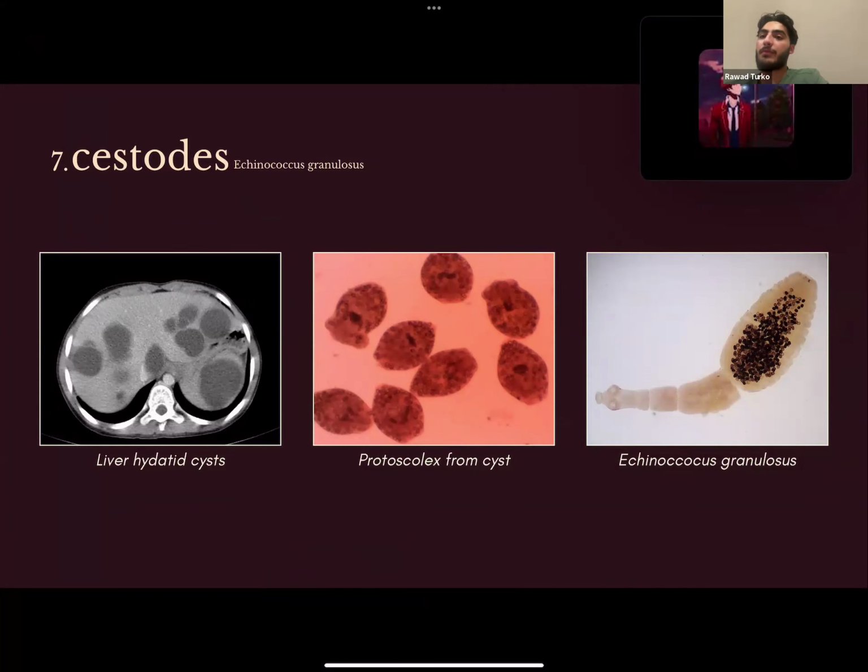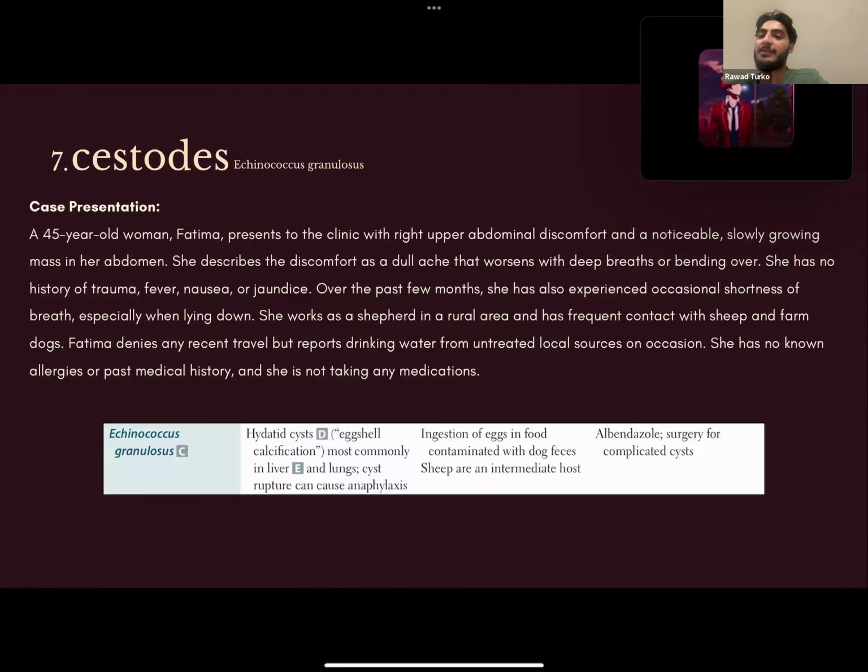All right, we're almost done with the cestodes. Then we're going to finally do the trematodes. So let's do the case presentation. Fatima presents with right upper abdominal discomfort and a noticeable slowly growing mass in her abdomen. What is this? This is a liver hydatid cyst.